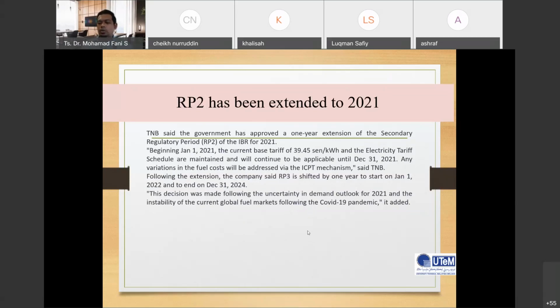Inshallah, I hope you understand this kind of IBR. Follow this information on the IBR so that you will be a good engineer later in this electricity field. Okay, remember the economic one. This IBR system consists of the base tariff, ICPT, etc.